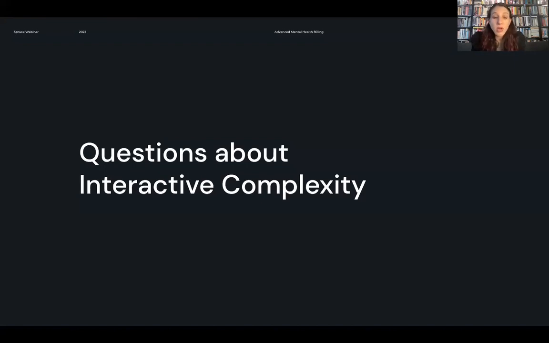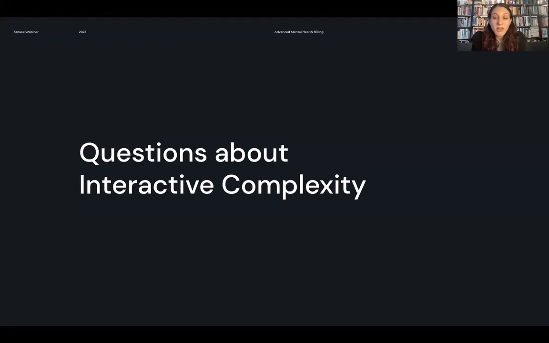What I see most often in terms of adolescence is that interactive complexity comes into play when there is a problem where the adolescent and the parent have very differing views on a treatment plan. And it becomes a dispute in terms of what each of them thinks is appropriate. And that becomes interactive complexity.